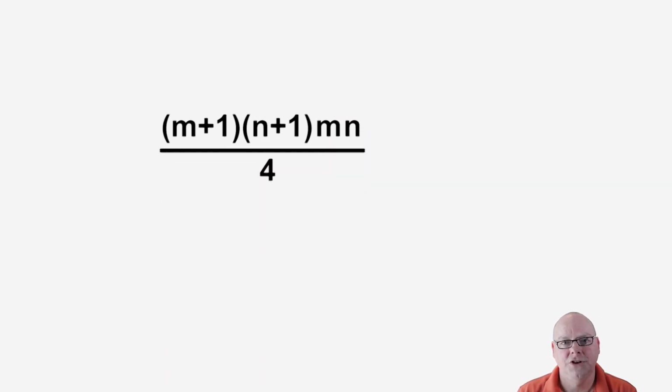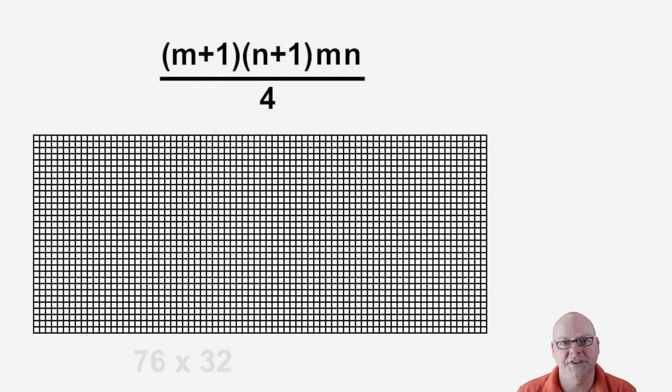Using this formula and a pencil, you could calculate the number of rectangles in a 76 by 32 grid.